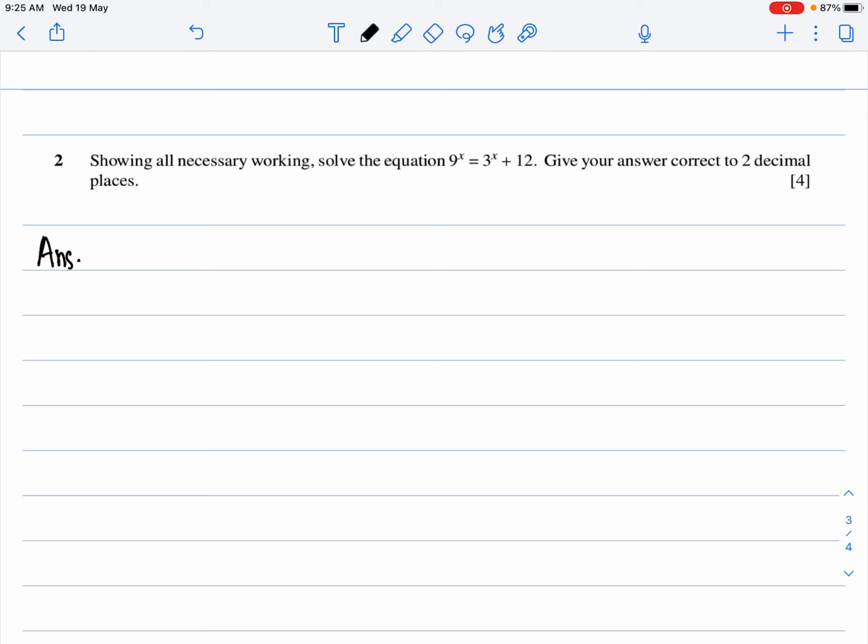This is the second question of the paper. Okay, so we need to solve this equation. So I'll just write the equation again for your reference. And we need to give an answer to two decimal places.